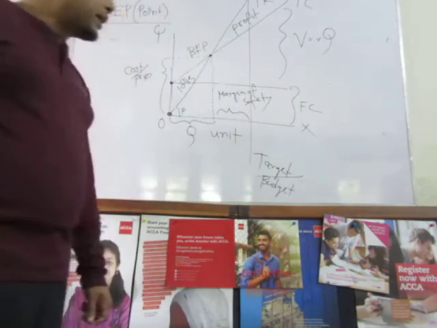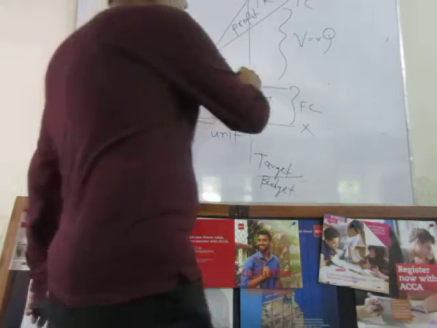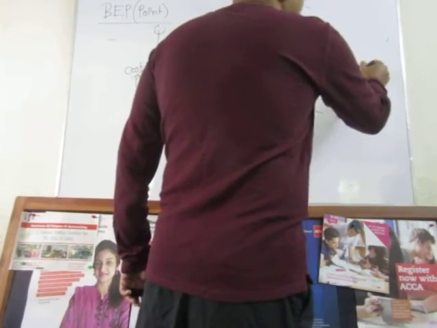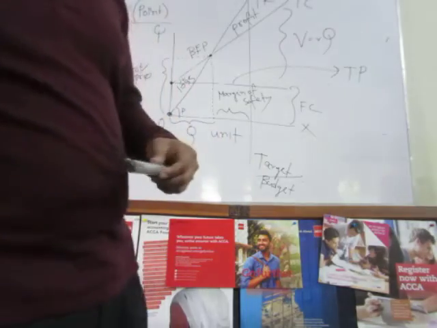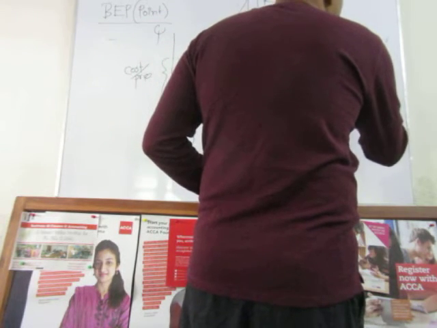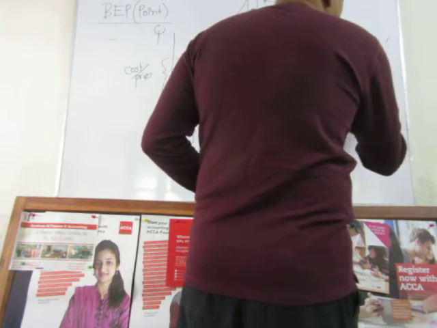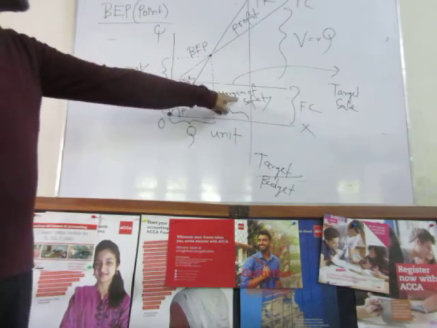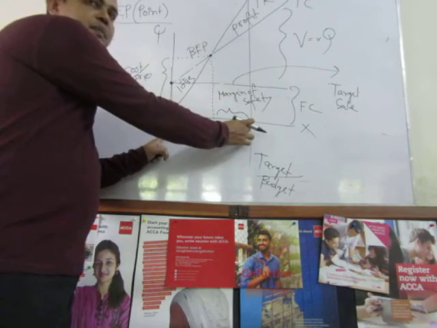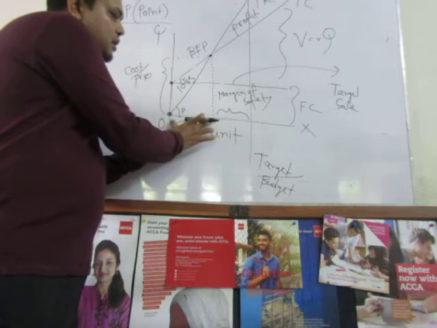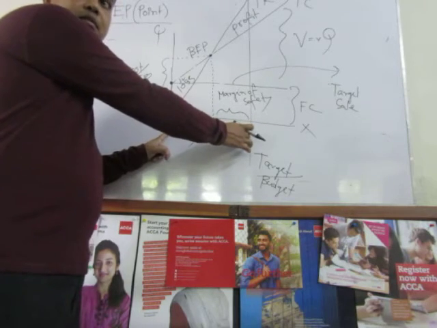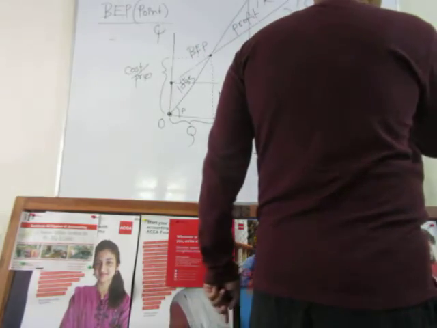So how are we getting this margin of safety? We are getting this margin of safety by deducting the BEP quantity from the target sale. So target sale minus BEP sale.